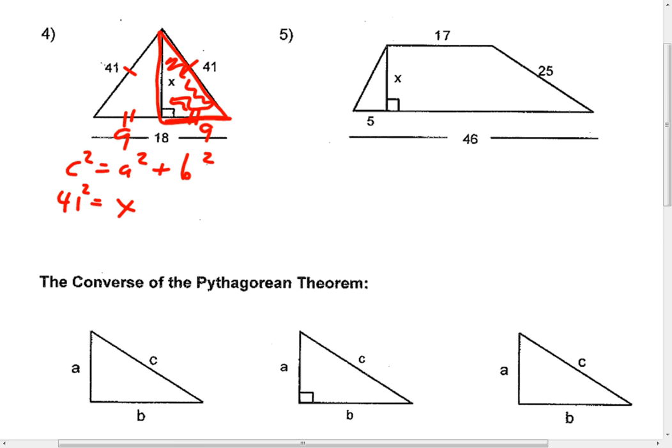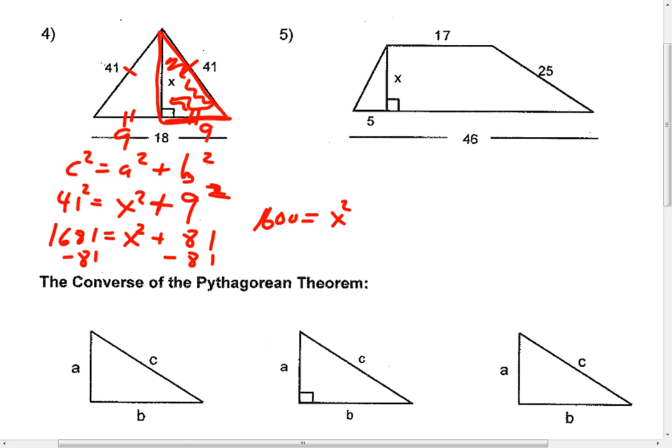41 squared, 18 squared. That's it. No, what should be there? That was good there. Say 18. There we go. Is that better? And that's the mistake that people are going to make. They're going to put in the 18 instead of the 9. If I do a little subtraction, I get x squared equal to 1600. Little square root, x equals 40.